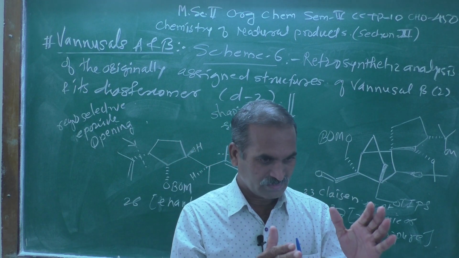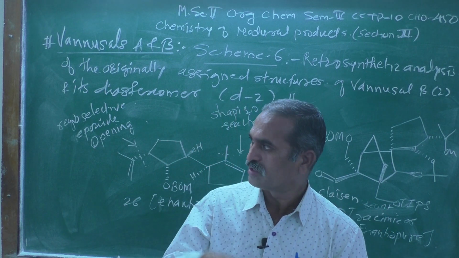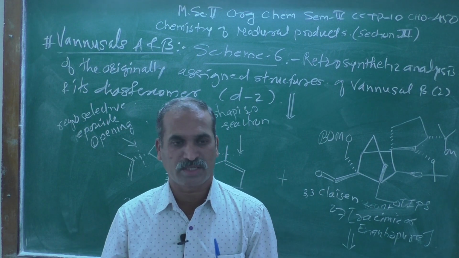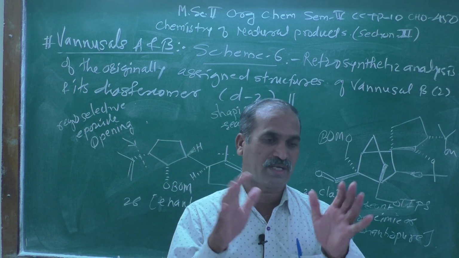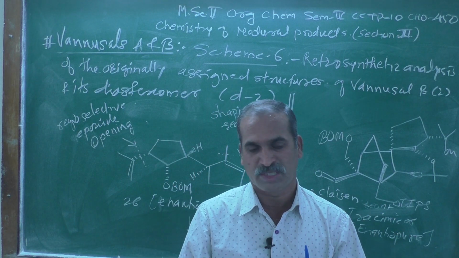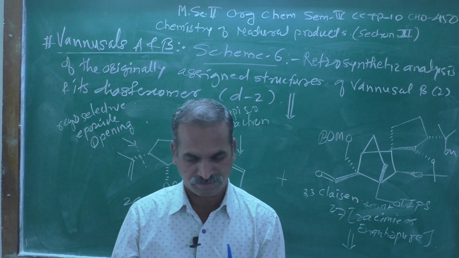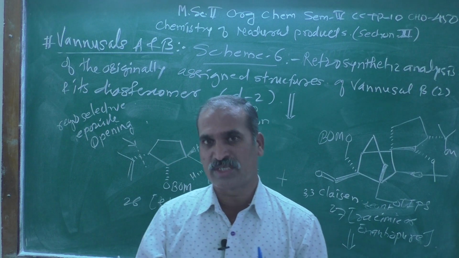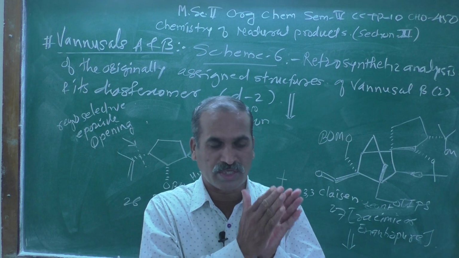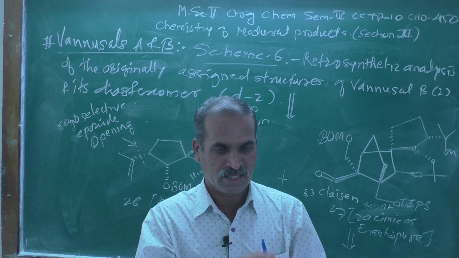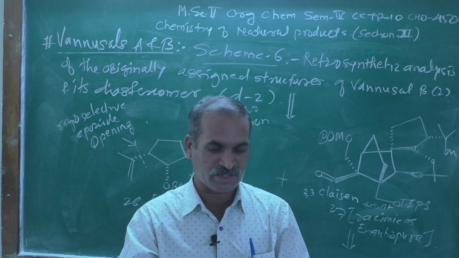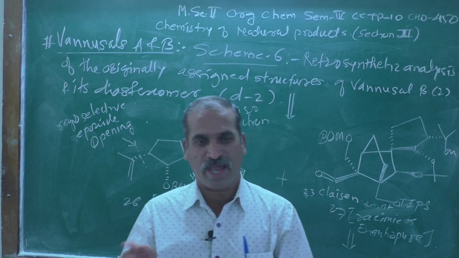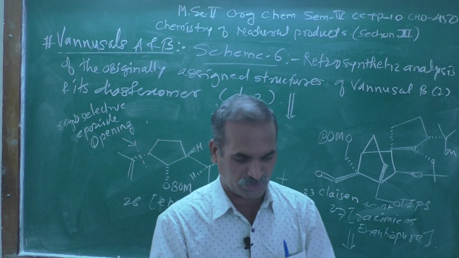And in retrosynthetic analysis, functional group interconversion means one functional group is converted into another functional group so that disconnection becomes possible. Now what we are going to discuss today is the remaining retrosynthetic analysis of vanosol B and its diastereomer D2.